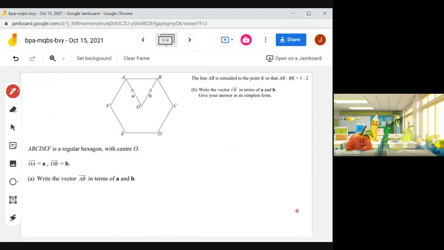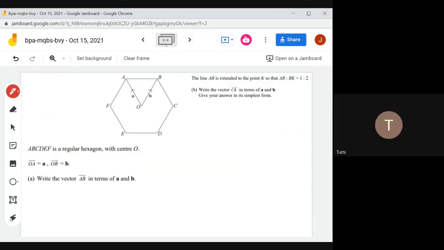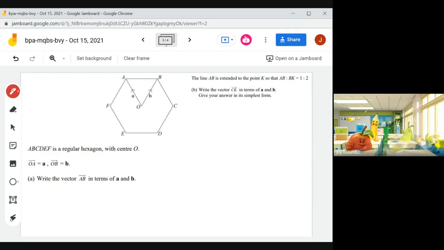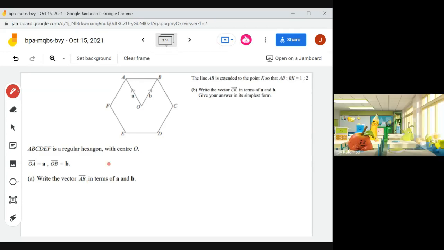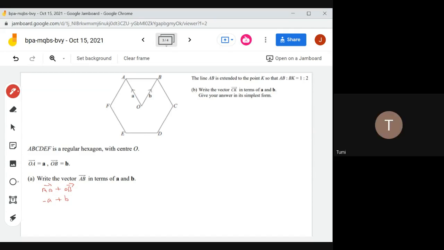Okay, let's do the next. Would A be minus A plus B? Say that again, sorry. Would it be minus A plus B? Yes, perfect, because you're going from A to O plus O to B. So A to O is minus A, and then O to B is plus B. Indeed.